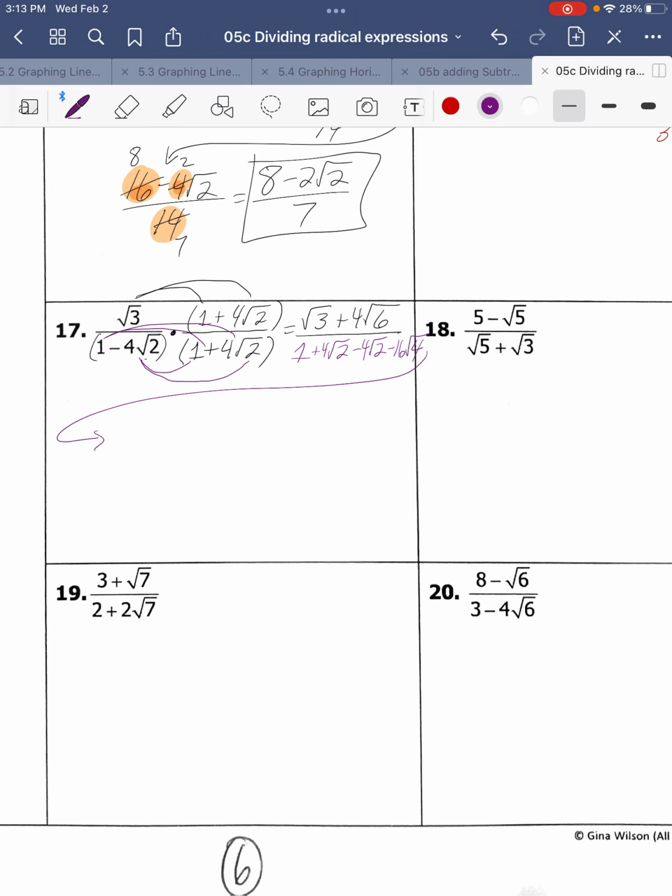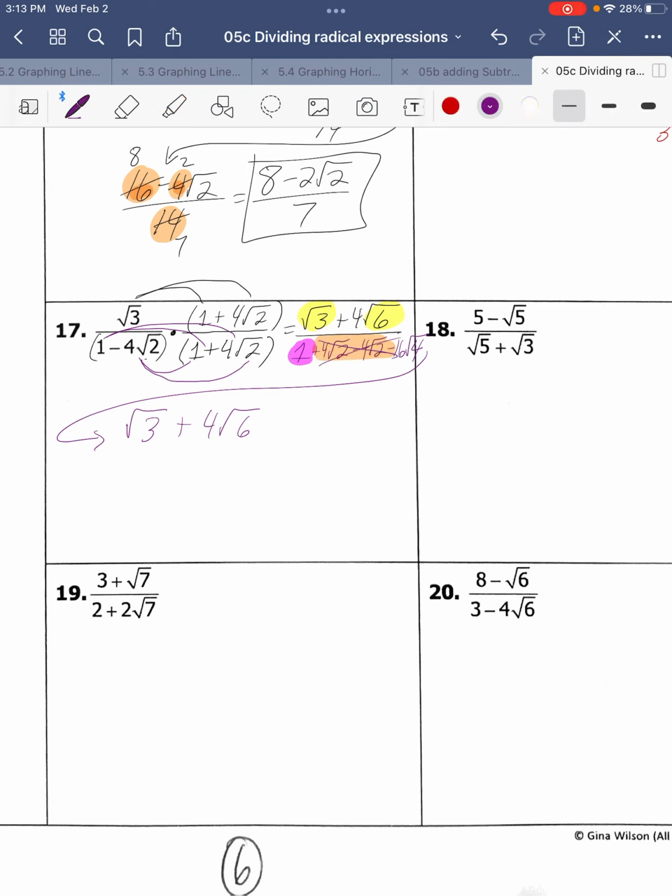Square root of 3, can we simplify that? So now I'm looking at each individual term. Square root of 3, nope, can't simplify that. So square root of 3 plus, can I simplify 4 square root of 6? Square root of 6, nope, can't simplify that. In the denominator, 1, nope.